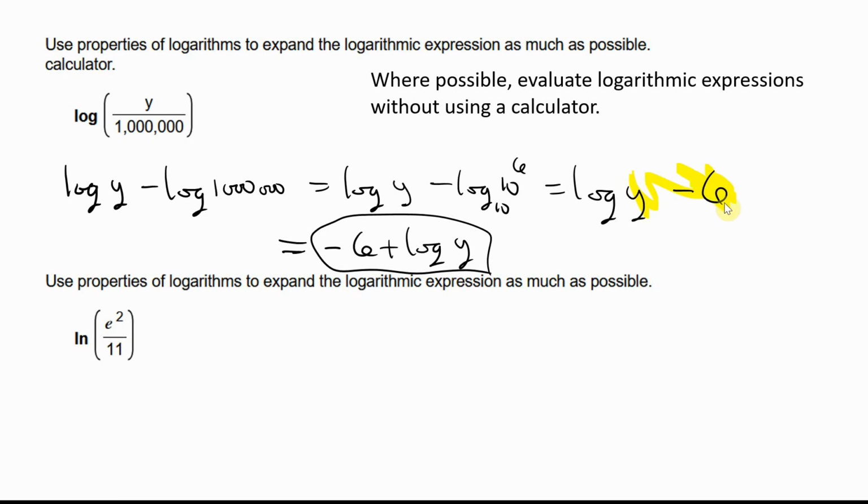See, that minus 6 has nothing to do with y. It's not log and then y minus 6. That's not what it is. It's negative 6 plus log of y, right?